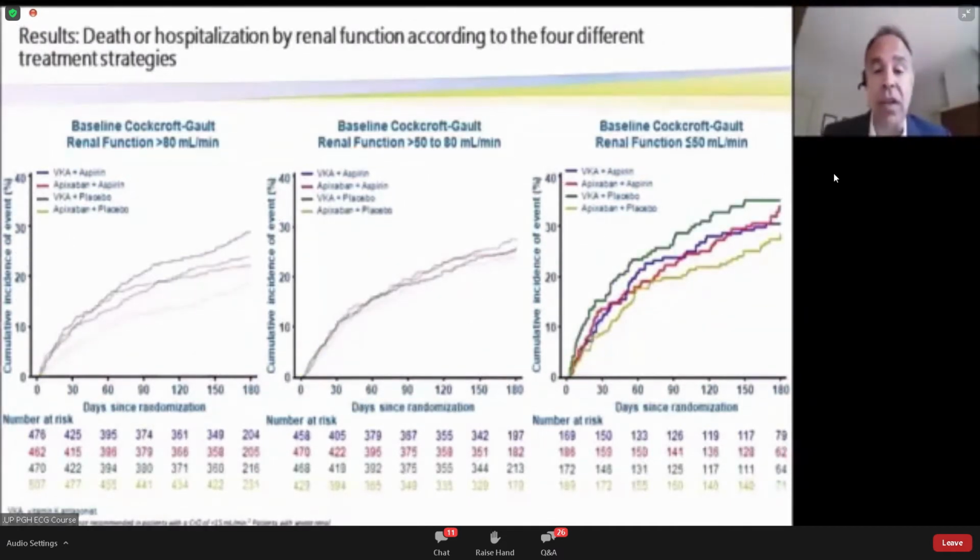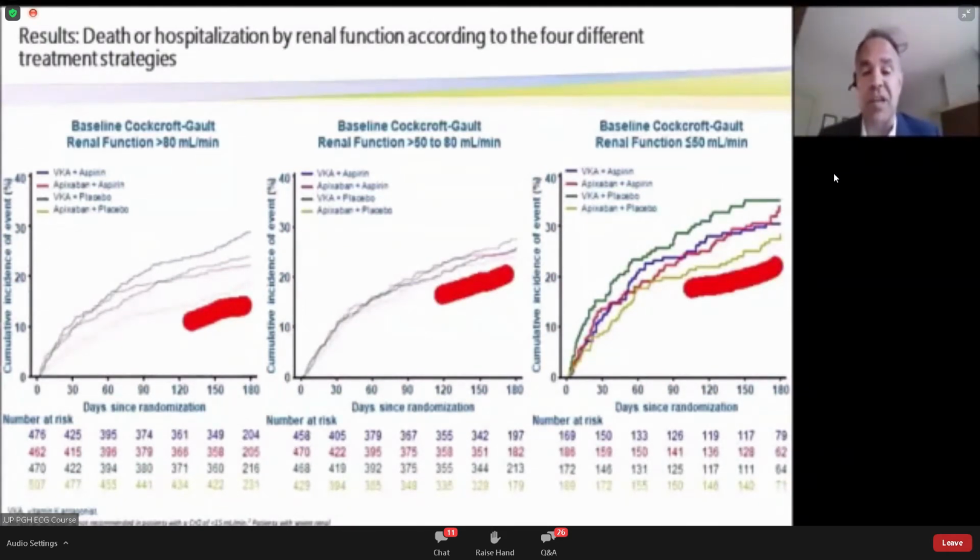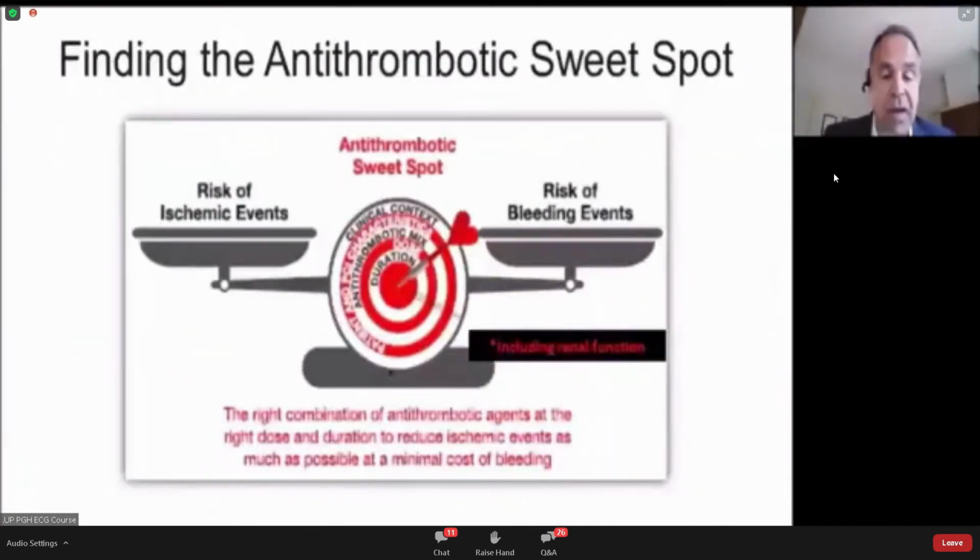And when we looked at our key secondary outcome, time to death or hospitalization by 6 months' time, which was the total duration of the study, again, you can see regardless of renal function in the three panels, at the bottom there, the olive green line, apixaban plus aspirin placebo and clopidogrel was indeed associated with the lowest death or hospitalization. And this was mainly driven by a reduction in hospitalization with the apixaban-based strategies.